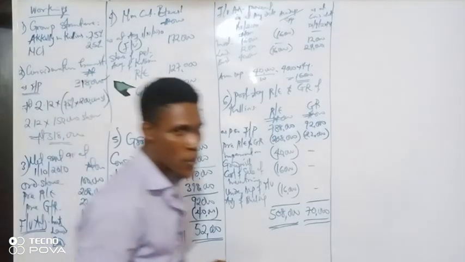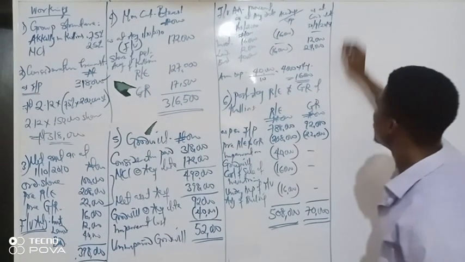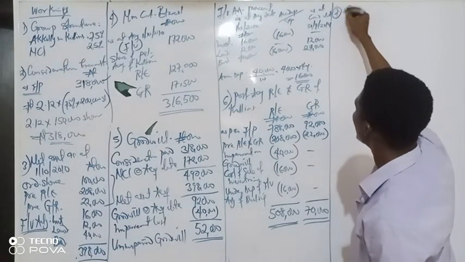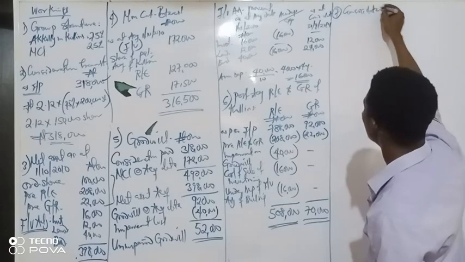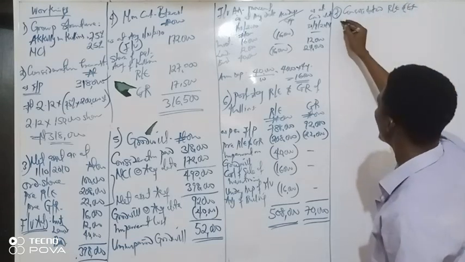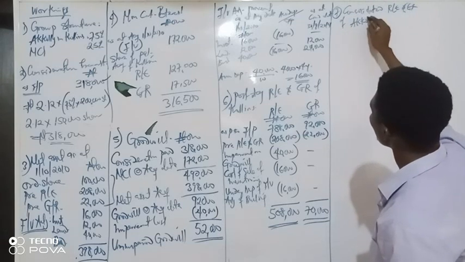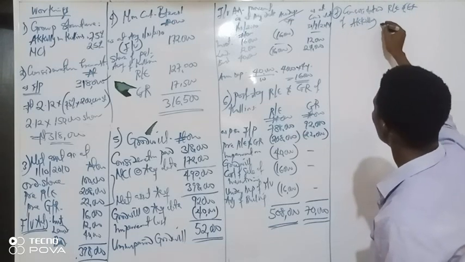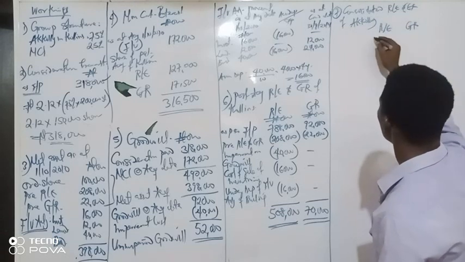The next line in action is our consolidated retained earnings of the parent. So number 7 now: consolidated retained earnings and the general reserve of the parent, our equity. So retained earnings, general reserve.